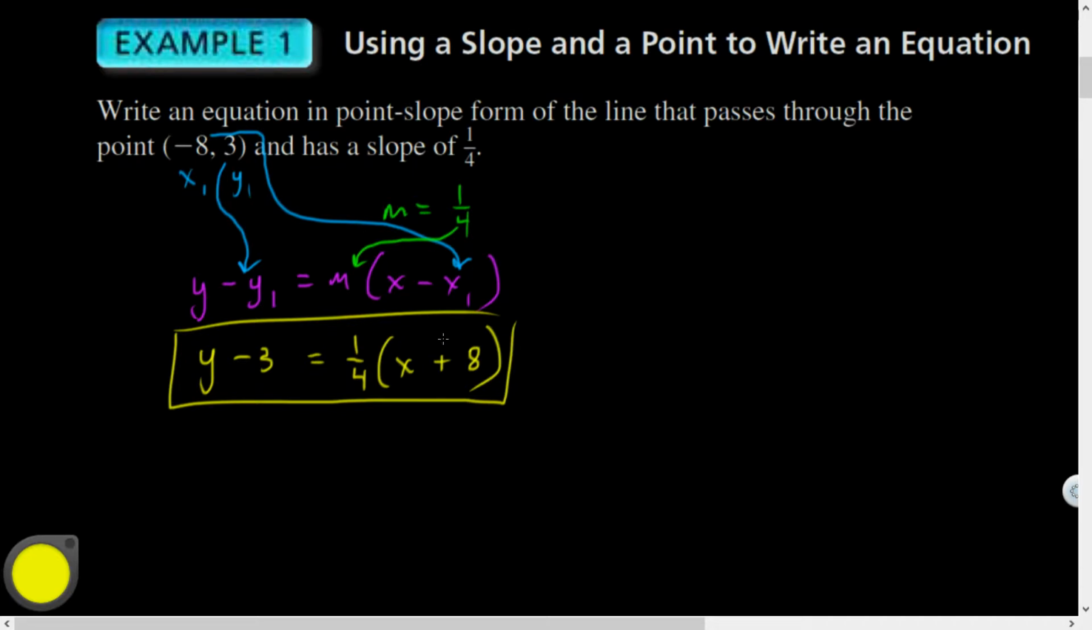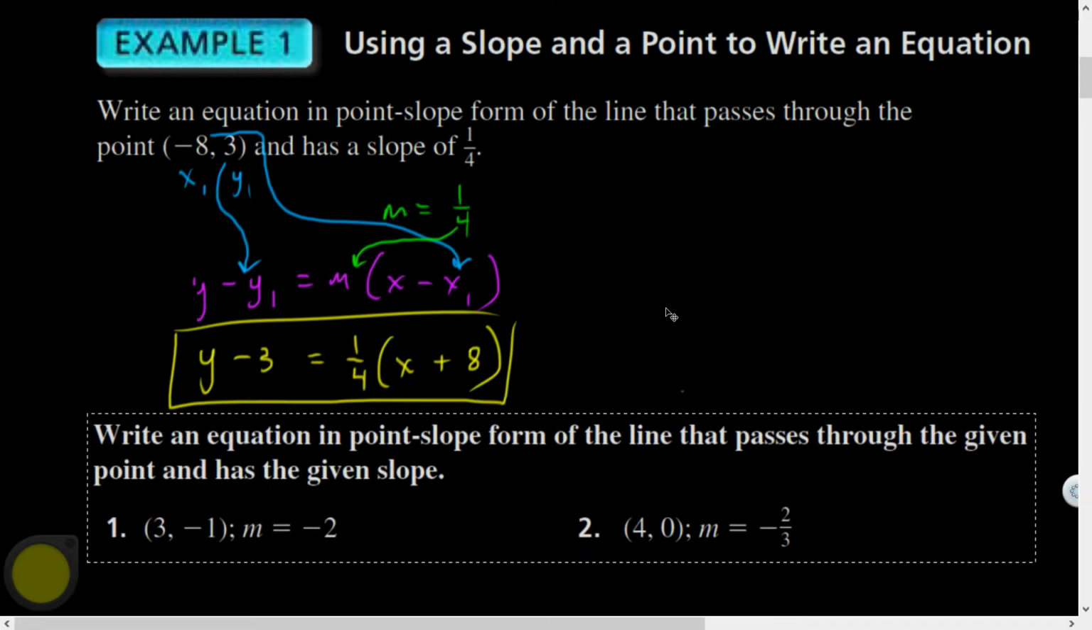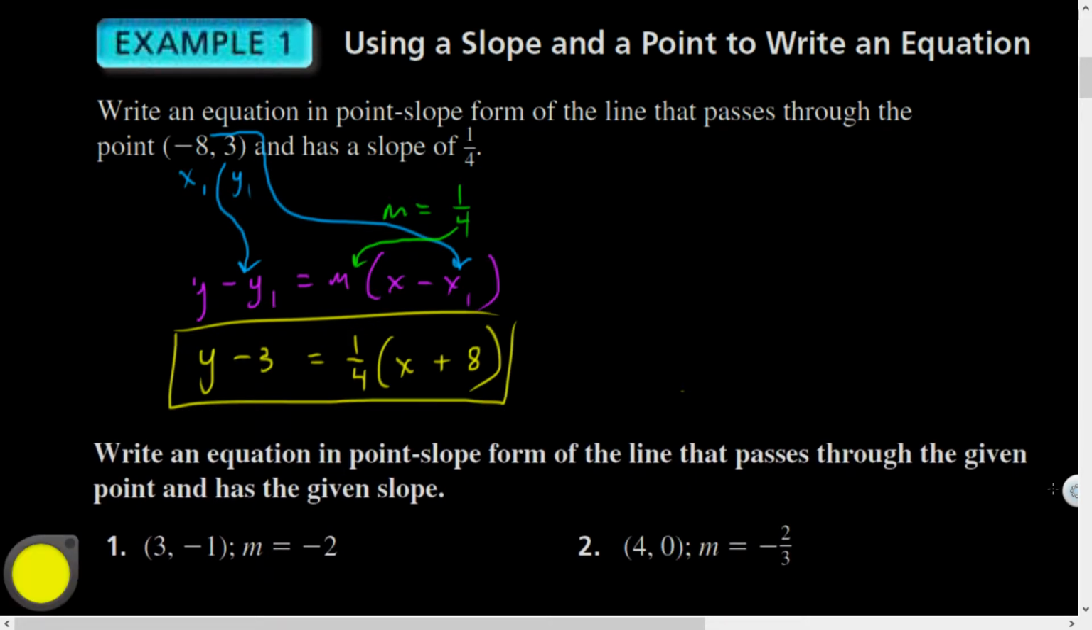I had a question about negative 8. Now, when I have x minus x1, I would have had x minus negative 8, and the double negative became positive. So yeah. Let's take a look at 2 more quick monitoring progress questions.